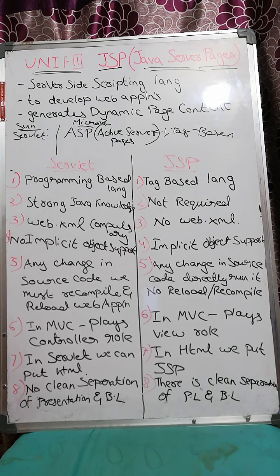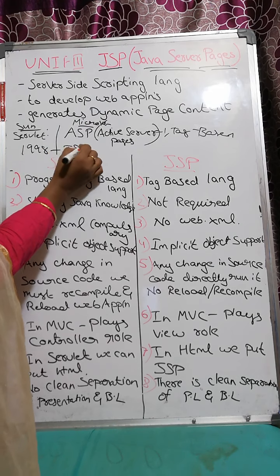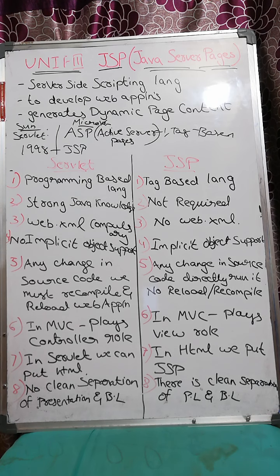Servlet and ASP both were running parallelly, but as servlet is very complicated due to its programming language, ASP clicked in the market because it is tag based. So in order to overcome this disadvantage, the Sun people again introduced JSP into the market. In the year 1998, the first JSP version was introduced. Later, different versions, 1.x, 2.x, were introduced into the market.